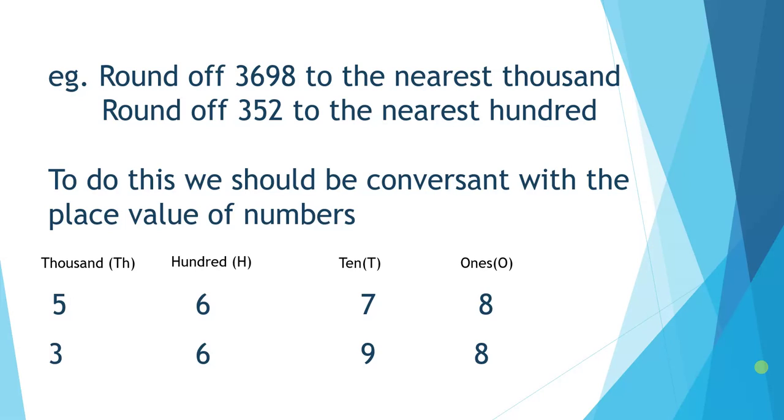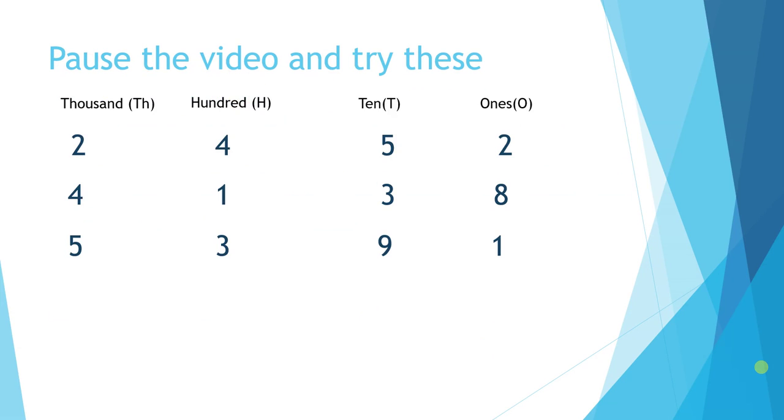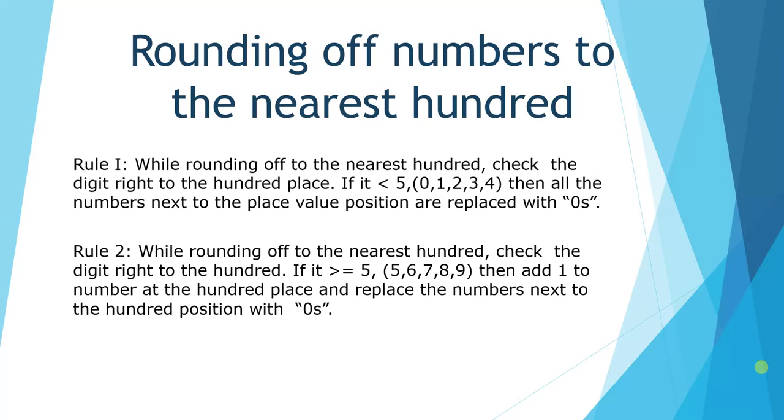So try labeling your numbers from your right: the ones, the tens, the hundreds, and the thousands. With that you'll be able to know the place value of the numbers. Then you can apply the rules. Like I said again, you can pause the video and try your hands on this one and see whether you got them correct. When you do that and you get this, you're on the right path. So let's see how to round off numbers to the nearest 100.